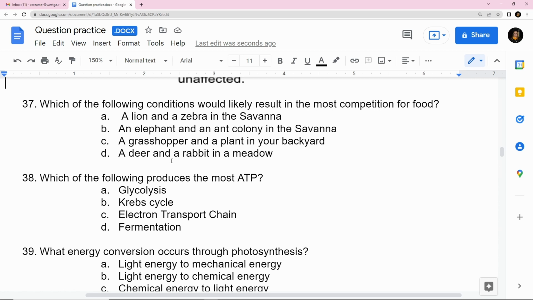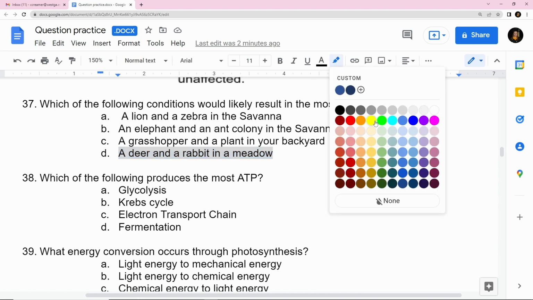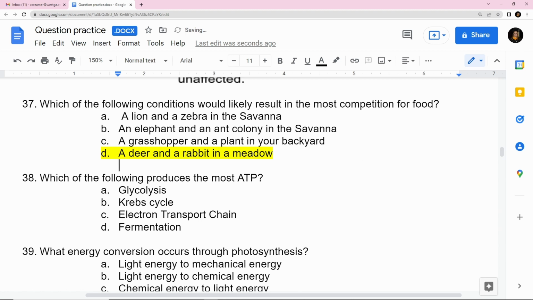Question 37. Which of the following conditions would likely result in the most competition for food? A, a lion and a zebra in the savannah? B, an elephant and an ant colony in the savannah? C, a grasshopper and a plant in your backyard? D, a deer and a rabbit in a meadow? If you said D, you would be correct. They have similar food and a similar habitat. They'd be in the most competition with each other.